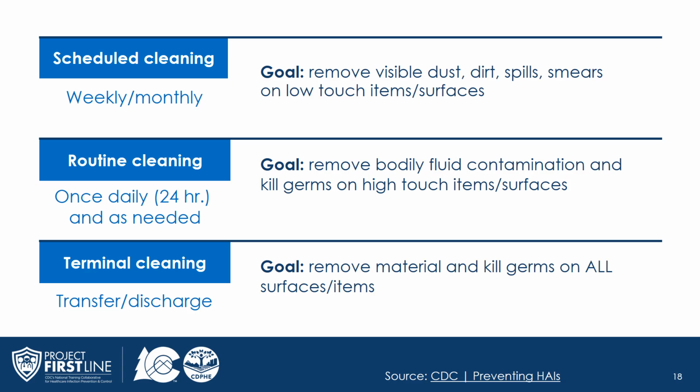Moving on, we have a routine or a regular cleaning, which is done at least once daily or every 24 hours. The purpose is to remove and kill germs with a focus on the high-touch surfaces. Some examples include the hand-washing sink, bed rails, bedside tables, doorknobs, call lights, sink handles, and light switches.